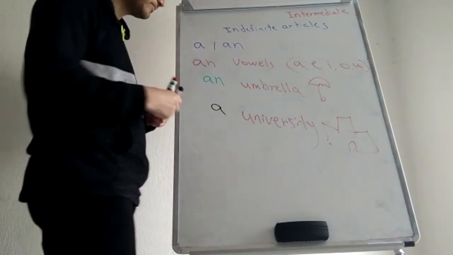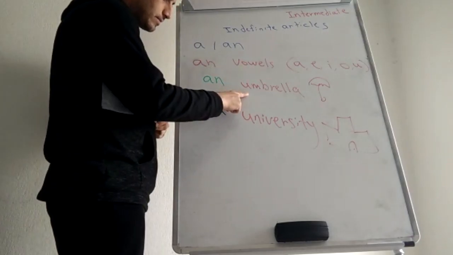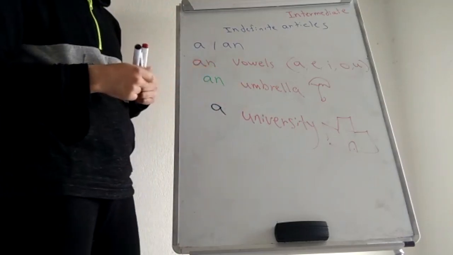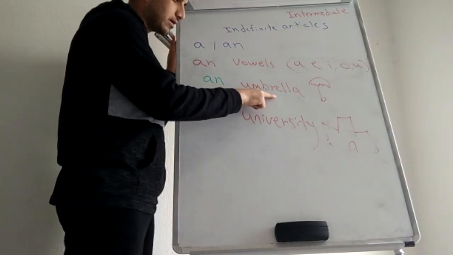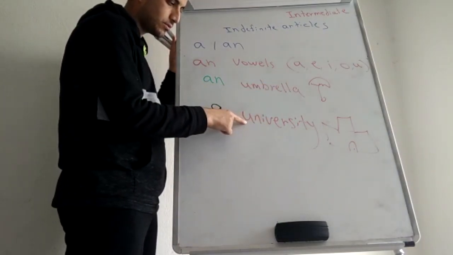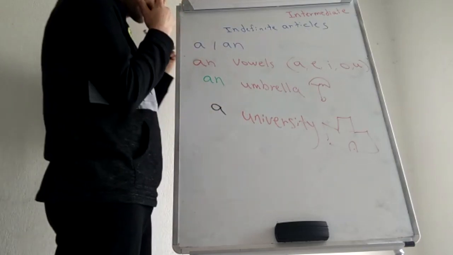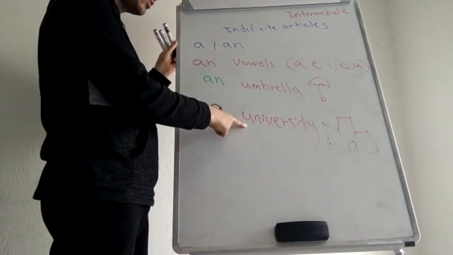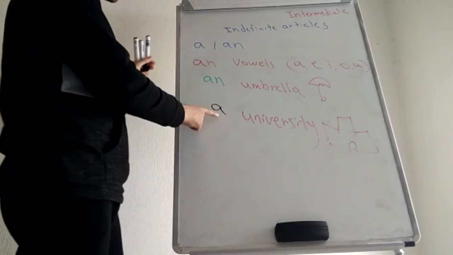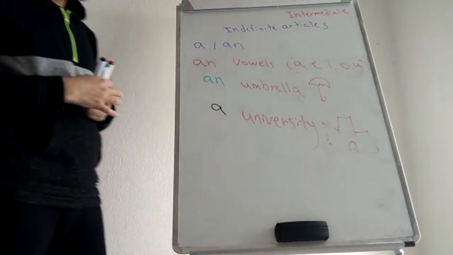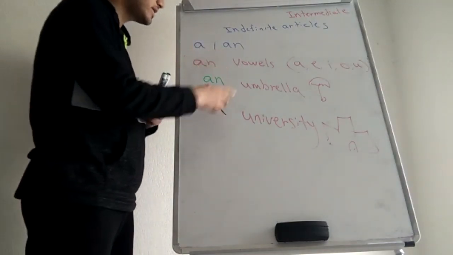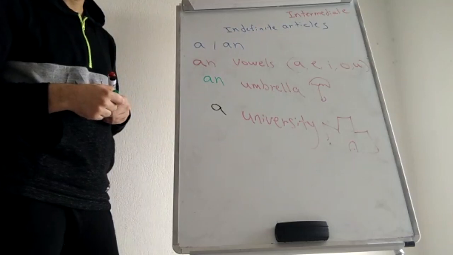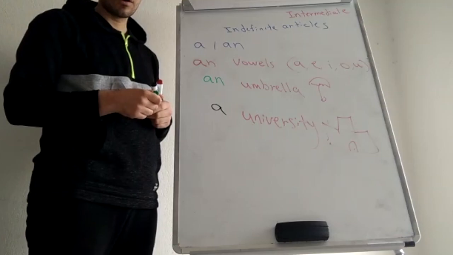Okay, I will tell you now. So in the first example, umbrella, U is pronounced as a vowel sound. So we use an umbrella. While in university, U is pronounced as you, not a vowel sound. So we use a university. So the grammar says, using indefinite articles depends on pronunciation, not spelling.